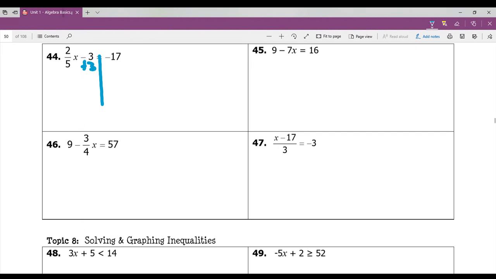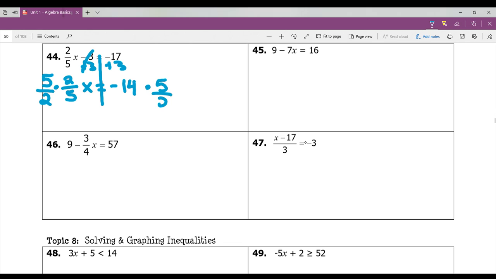We start with subtract 3, so we add 3 to make it go away. 2/5 x equals negative 14. Okay. Here's what I do when I have a fraction as my coefficient. You are multiplying that x by 2/5. We're going to use that inverse property we talked about way earlier to get rid of this. Okay, it's called multiplying by the reciprocal. So we're going to multiply on both sides. And the reciprocal of this fraction, 2/5, would be 5/2.